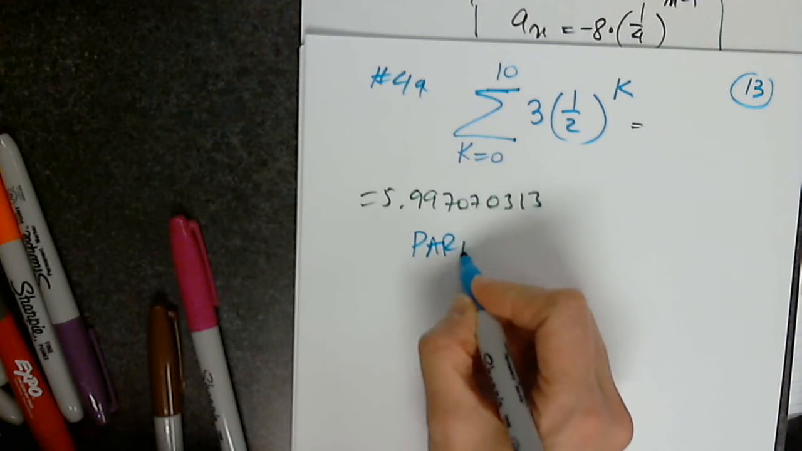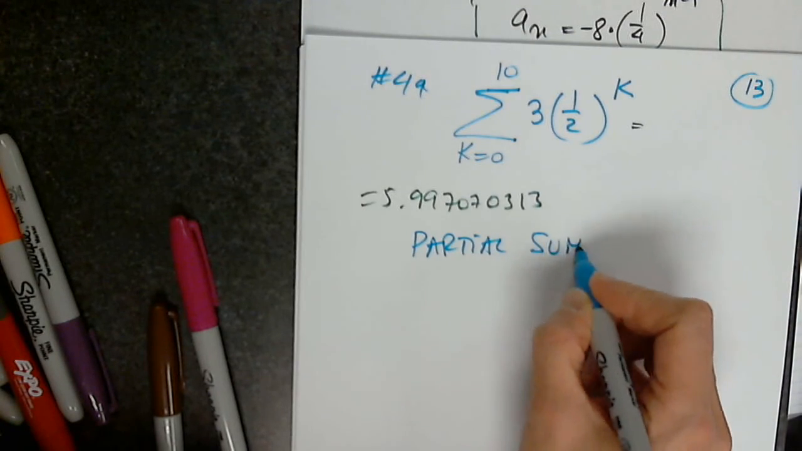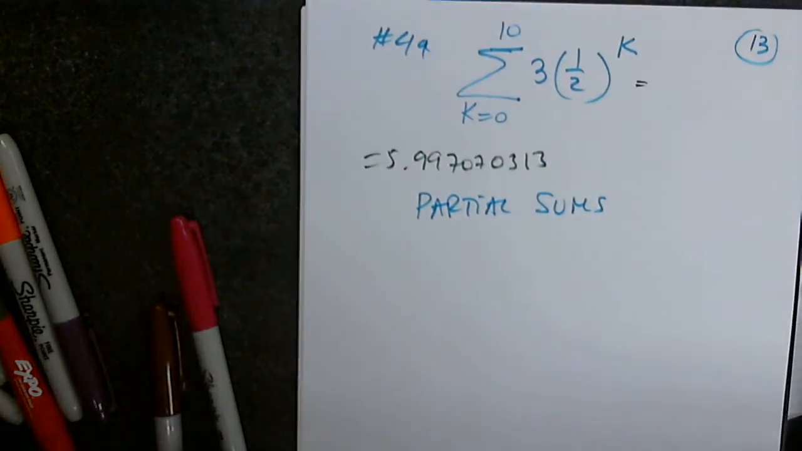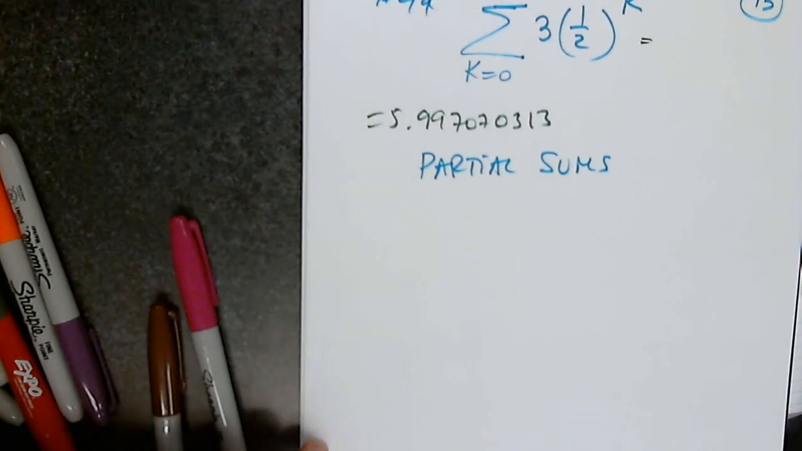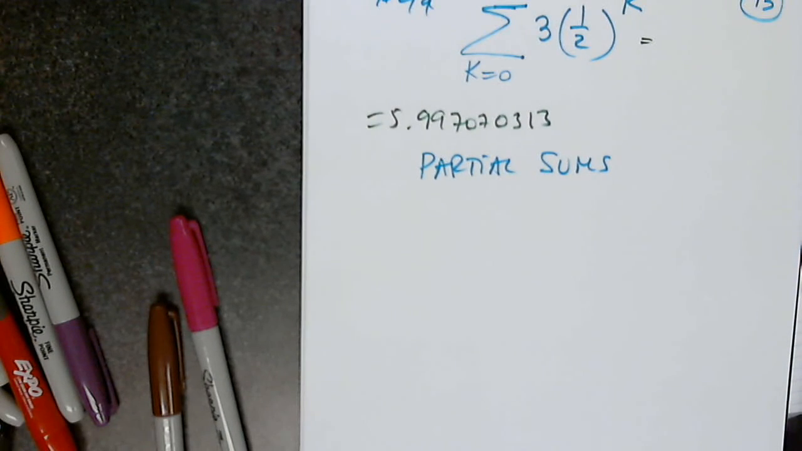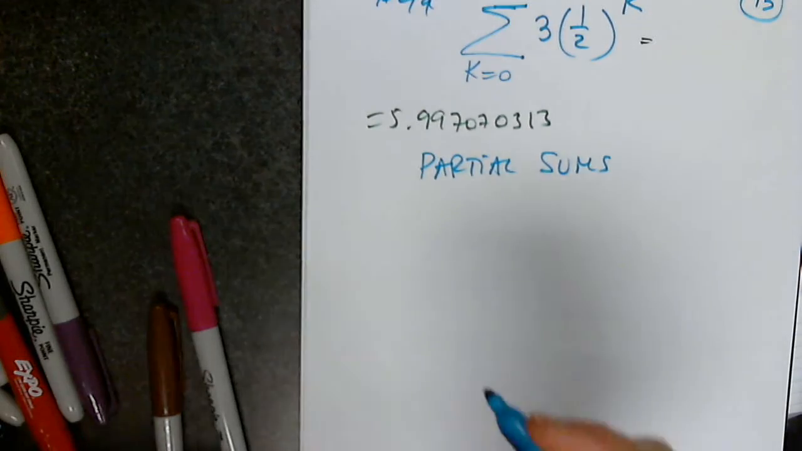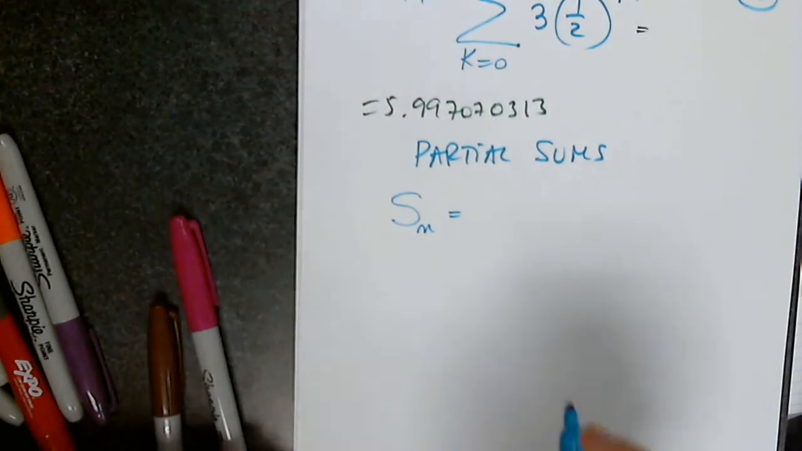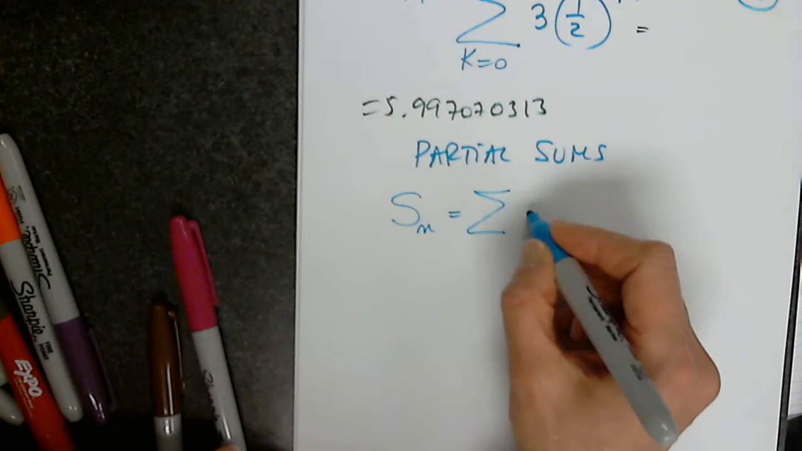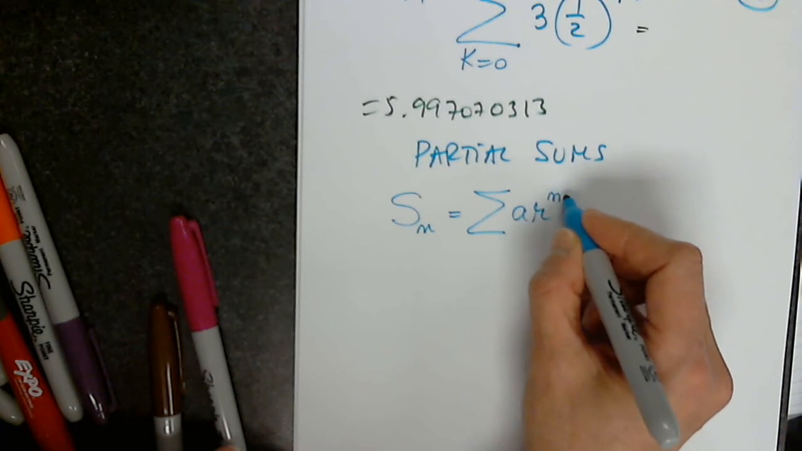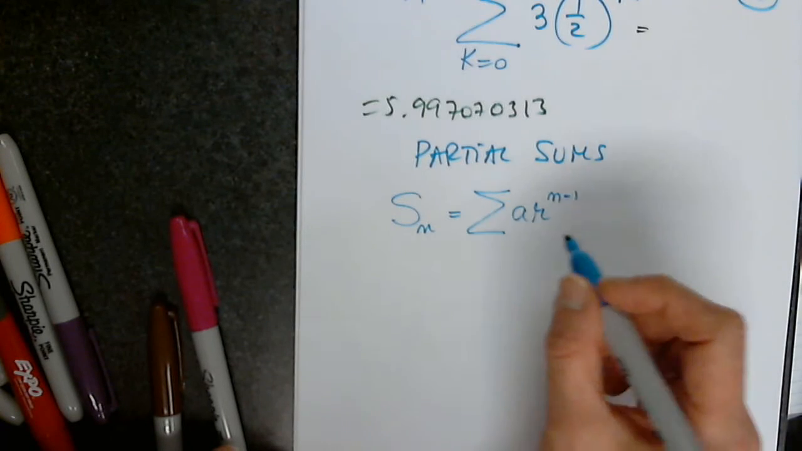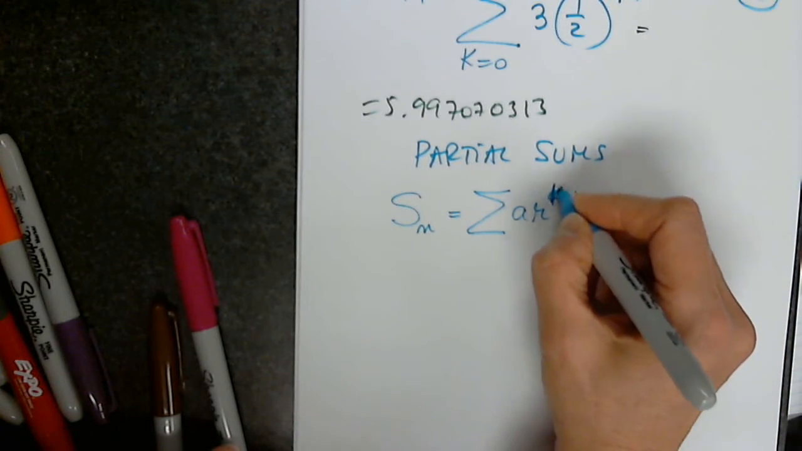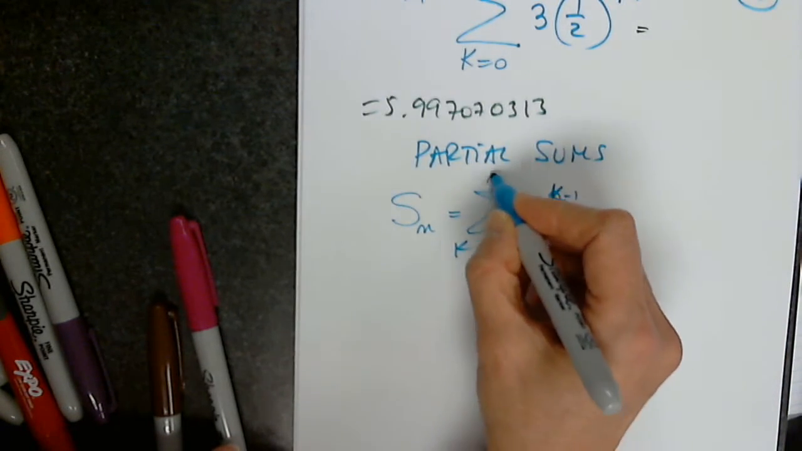Partial sums. Nothing new here. S1 is A1, S2 is A1 plus A2, and so on and so forth. So Sn is the sum from k equals 1 through n of A R to the k minus 1.